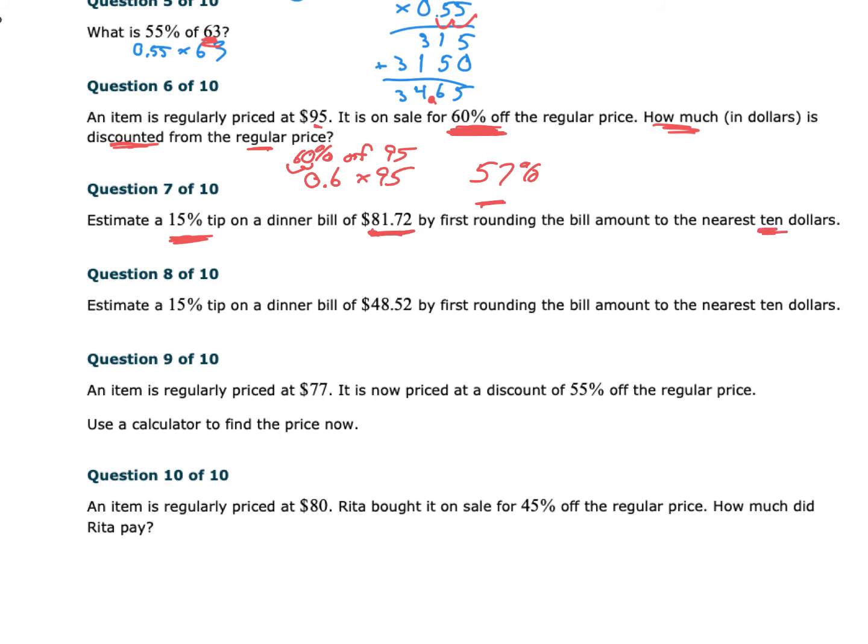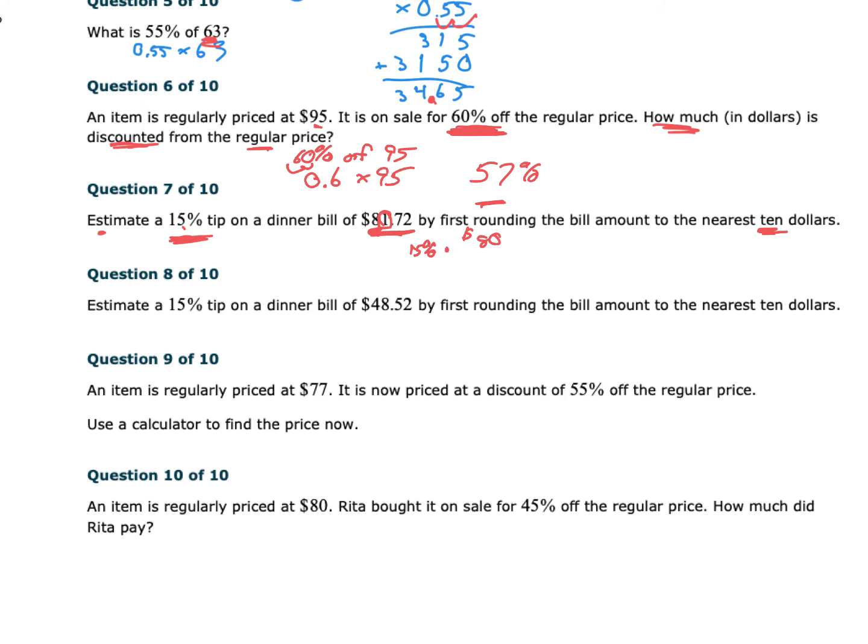So we're looking at if this number is closer to 8 tens or 9 tens. Is it close to 80 or 90? Well, the 1 tells us it's closer to 80. So we're doing $80. And we're doing 15% of $80. We're going to do this using some estimating. They want us to estimate. They don't want us to actually work it out.